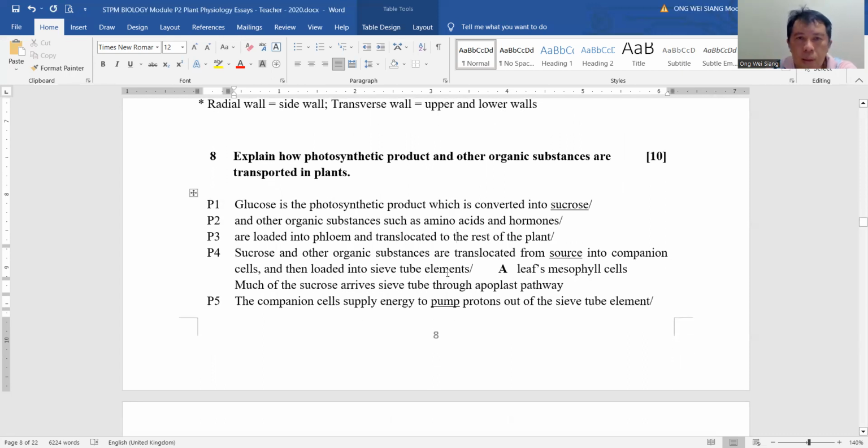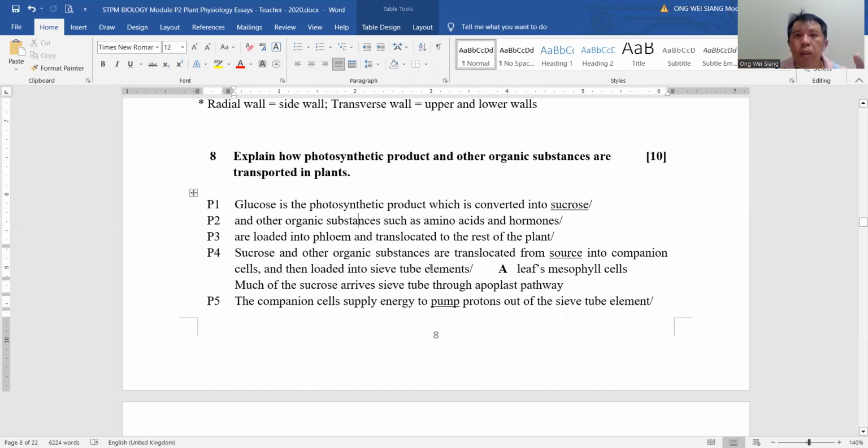All right, next. This is talk about translocation. Glucose is the photosynthetic product which is converted into sucrose, and the other organic substances. They are loaded. Sucrose and other organic substances are translocated from the source into the companion cells and then loaded into the sieve elements.